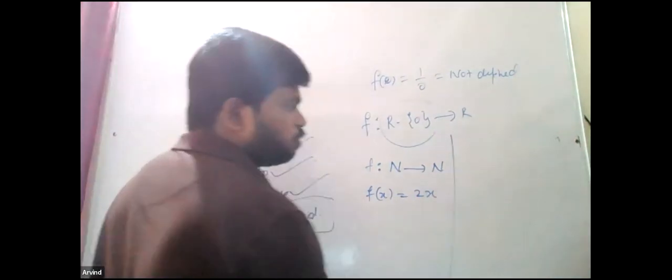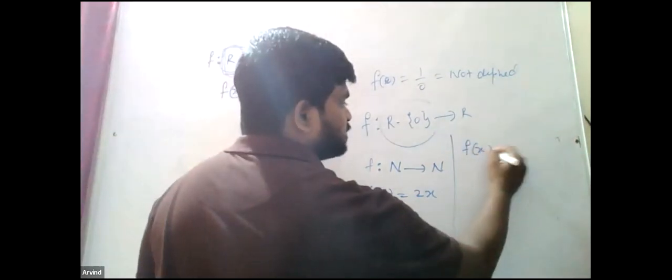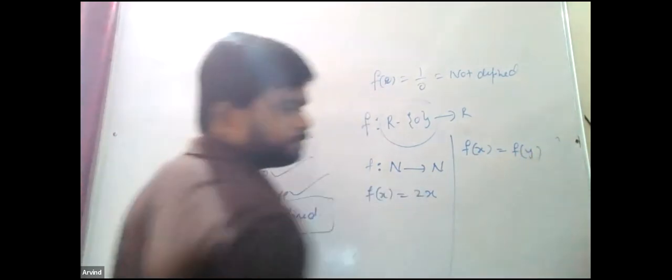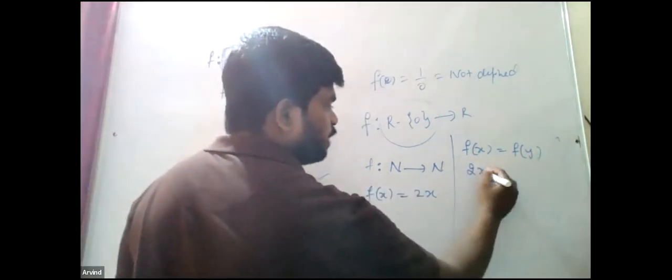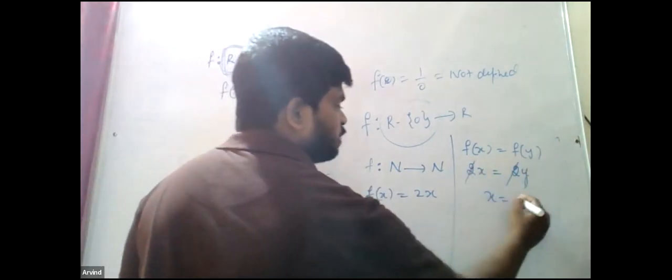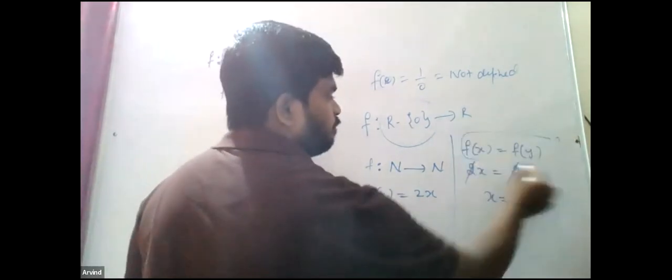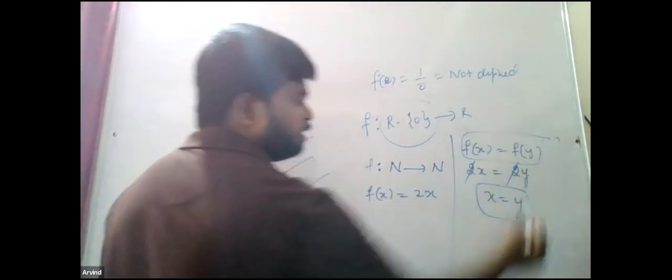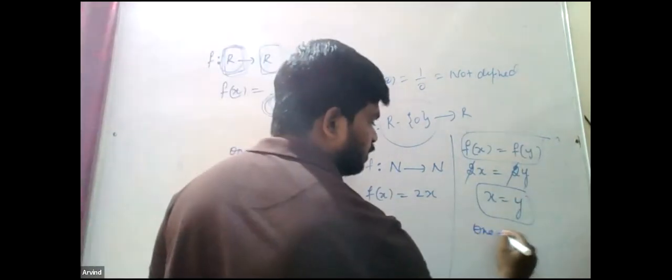Finding one-one is very easy. Let us take f of x equal to f of y. f of x becomes 2x, and f of y becomes 2y. The 2s cancel, giving x equal to y. We took f of x equal to f of y and ended up with x equal to y. Therefore it is one-one.